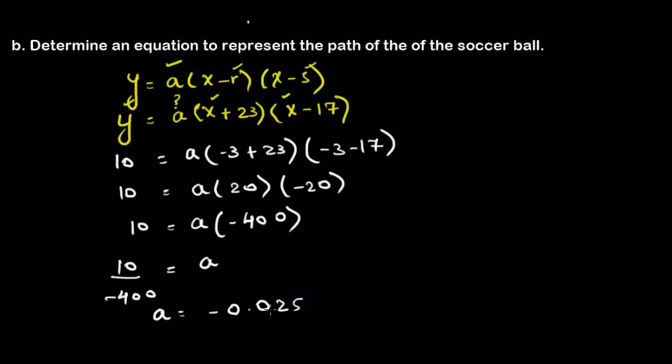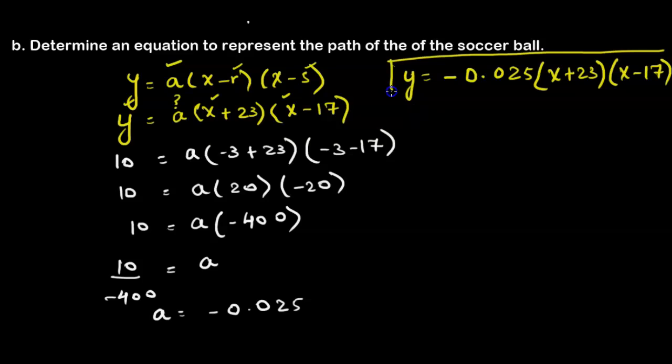Now once we get the a value, we can write the final equation. The final equation is y equals negative 0.025, and in the brackets we put x plus 23 and x minus 17. This is our final equation for this particular question.